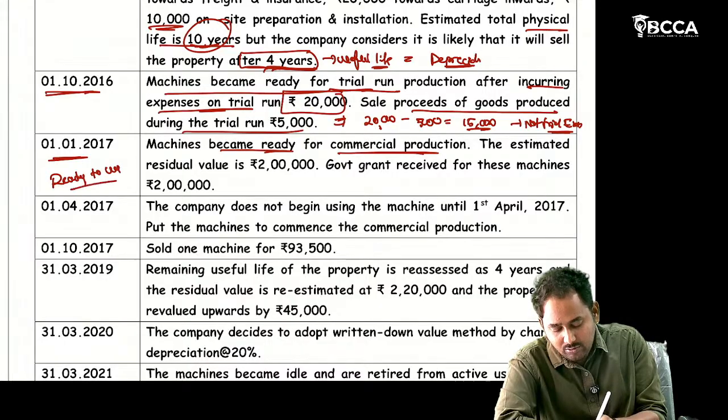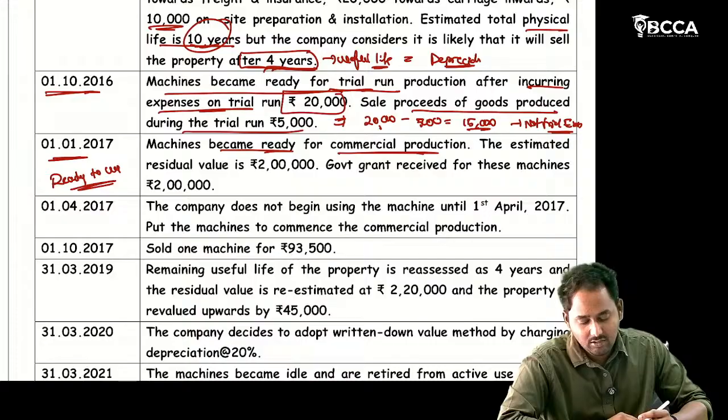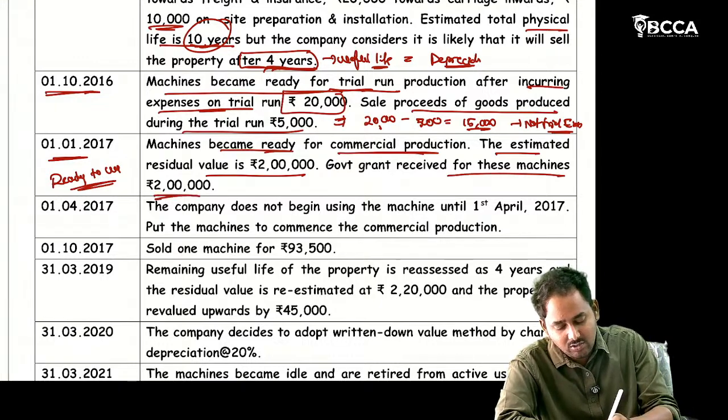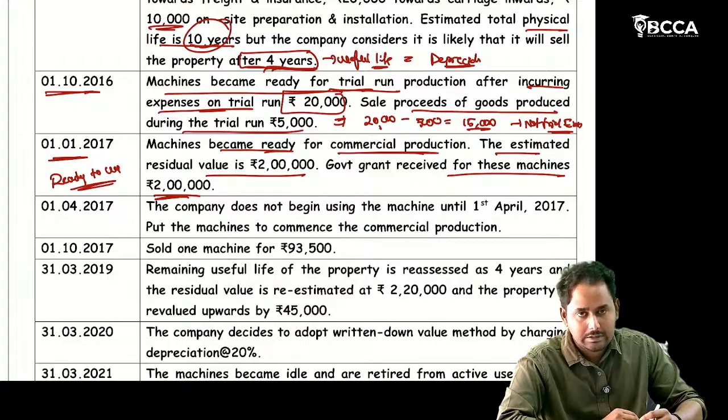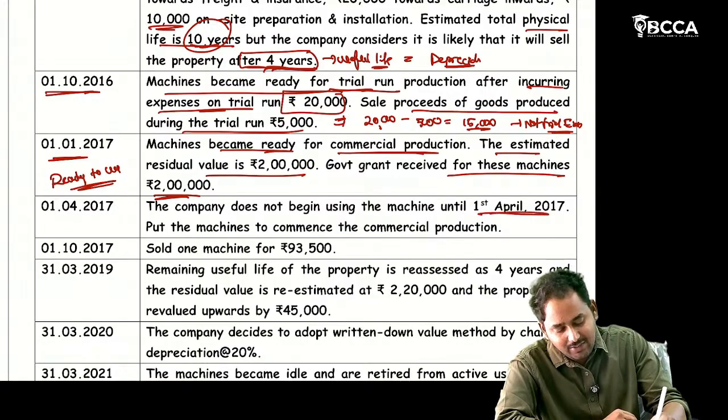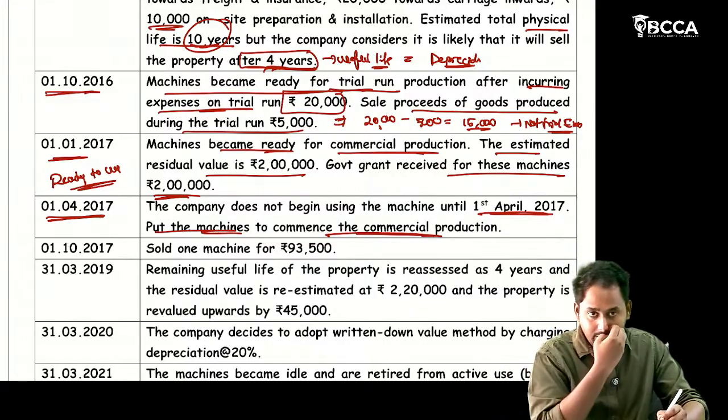Ready to use on 1/1/17. So what is the estimated residual value? 2 lakh rupees. And government grant received for these machines is 2 lakh rupees. Then the company does not begin using the machines until 1st April 2017 and puts the machines to commence the commercial production on 1/4/2017.